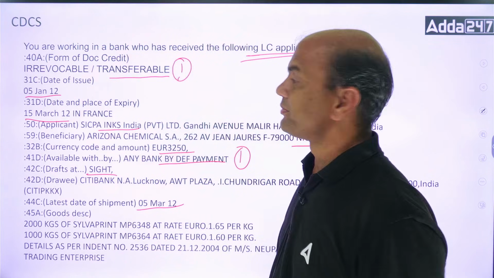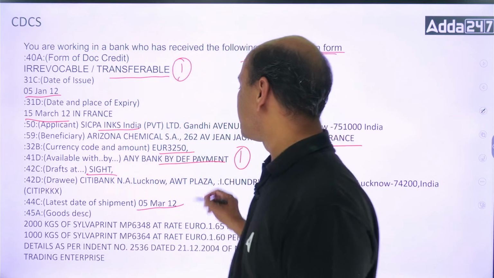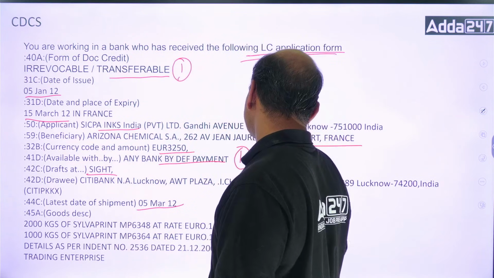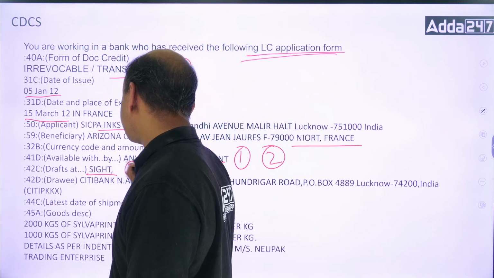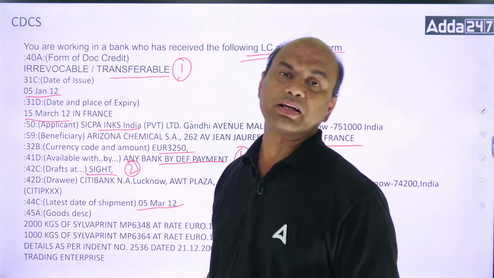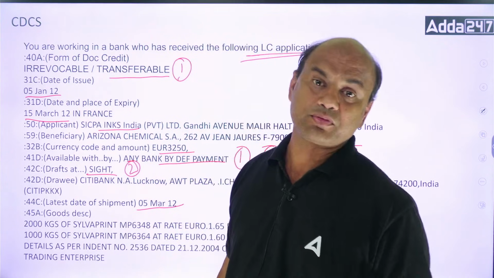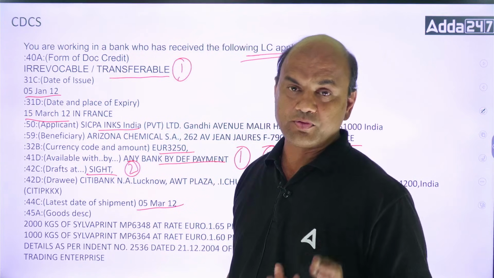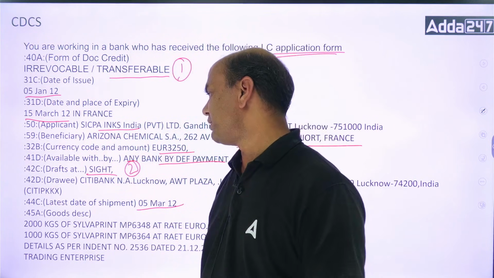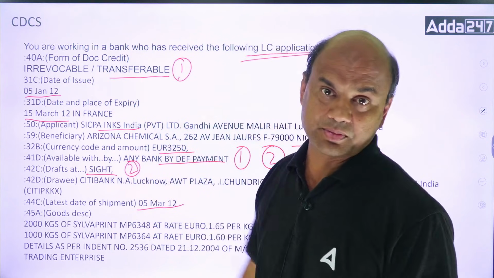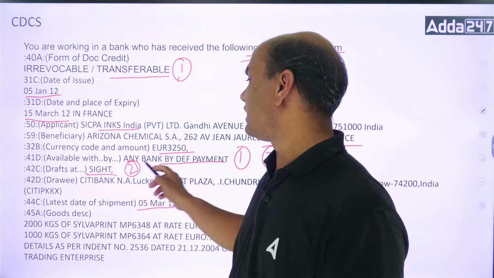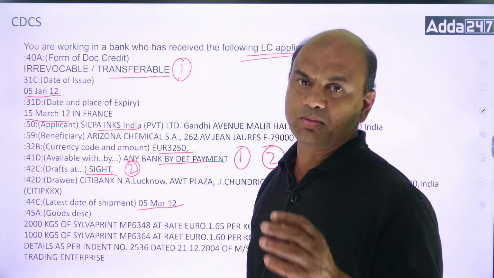Number 1 point. Number 2, you are asking for deferred payment. 2, deferred payment. And here you are asking for draft. So that is also wrong. If you are asking for deferred payment, how can you ask for draft? Deferred payment is always without draft, right? Got it, everyone? So this is your second problem: deferred payment and draft.